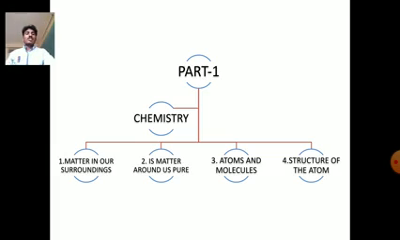The third major topic is atoms and molecules. In this chapter, we learn what atoms are and what molecules are. Next, the laws of chemical combination, the law of constant proportions, and the properties. And the fourth chapter is the structure of the atom, how the structures are formed.